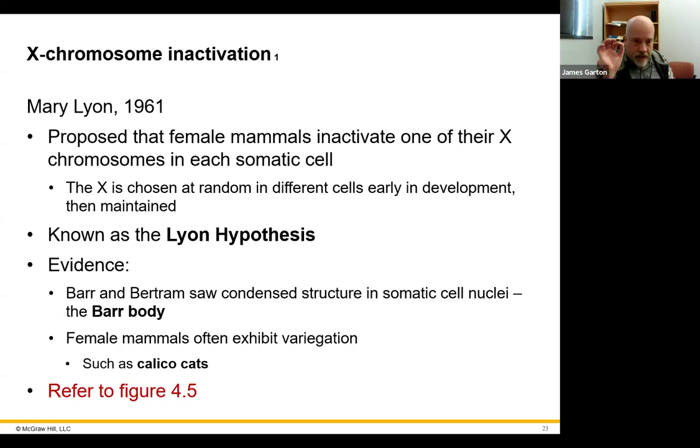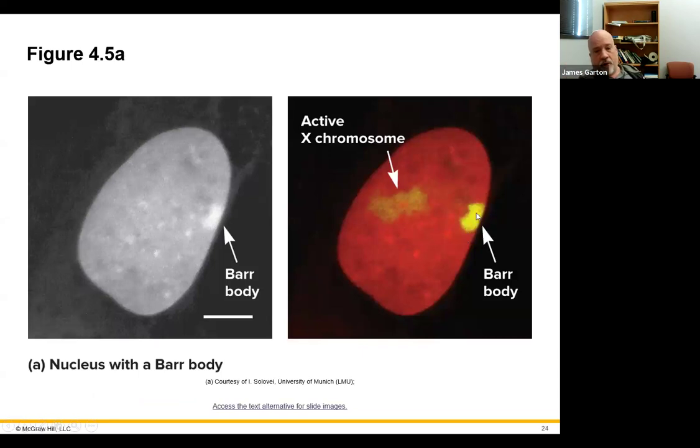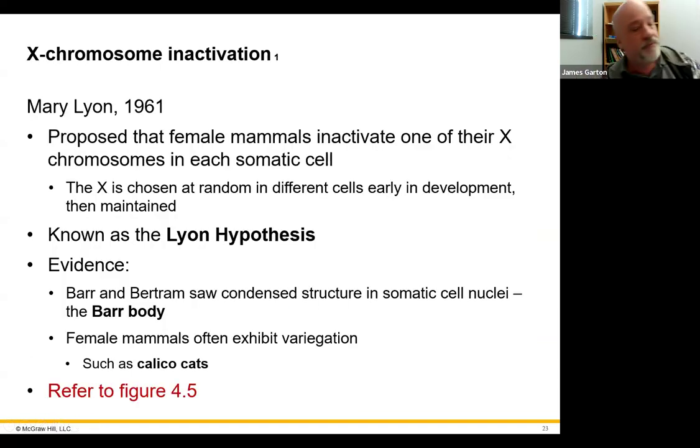Anyway, this became known as the Lyon hypothesis. One of the pieces of evidence is that you can look at a karyotype from an adult cell, and in females, you see something called a bar body, and there's the other X chromosome. Because the X chromosome that is inactivated is basically chosen by a flip of a coin, female mammals exhibit something called variegation.